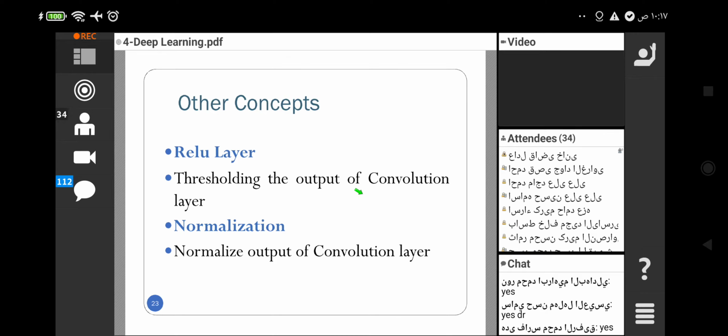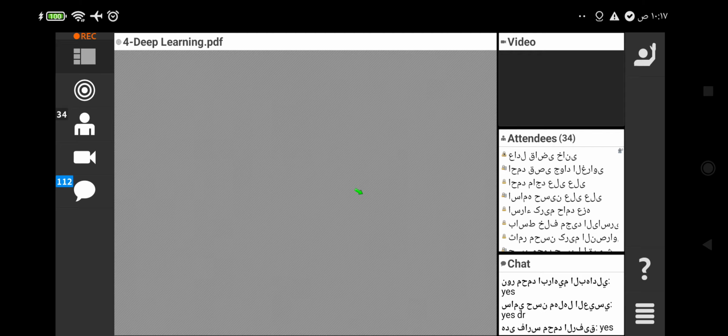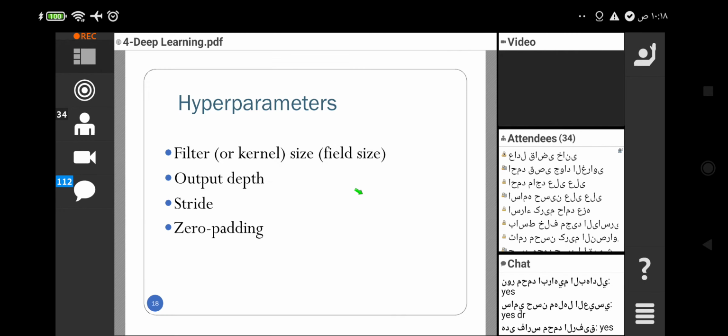So this was some concept about some hyperparameters in the convolution layer: filter size, the size of the output, a step, and zero padding. These are four hyperparameters that we have in the convolution layer.